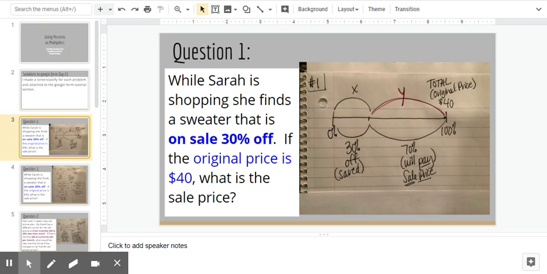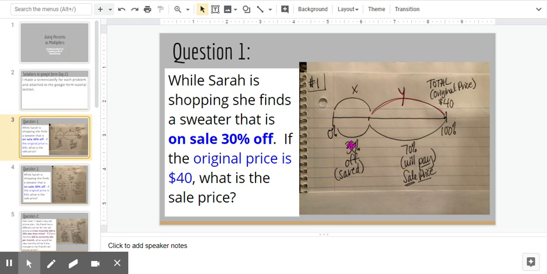So I built my line diagram, 0 to 100%. 40, the original price, is going to be the 100%. So I put 40 above that. 30% off is the part of that $40 that'll be saved. I'm going to keep all my percents on the bottom.